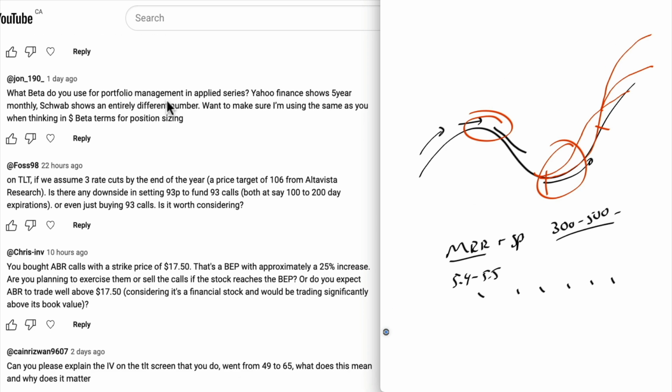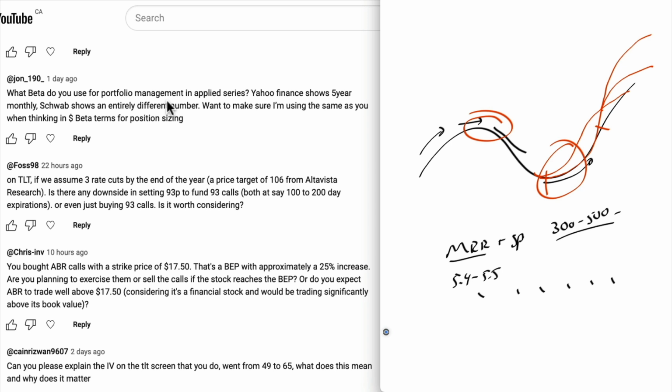What beta do you use for portfolio management applied series? I think the default is 3 years. Yahoo Finance shows 5-year monthly. Schwab shows an entirely different number. I want to make sure I'm using the same as you when thinking in dollar beta terms for position sizing. That's not important. It's not important that you find just the right beta. All betas are estimates. 3 years is your best guess based on the last 3 years.